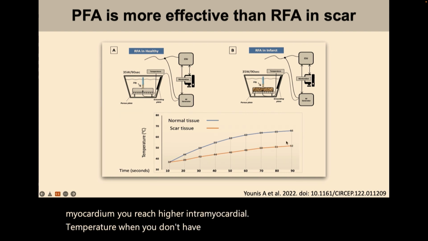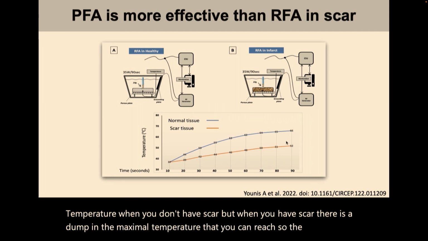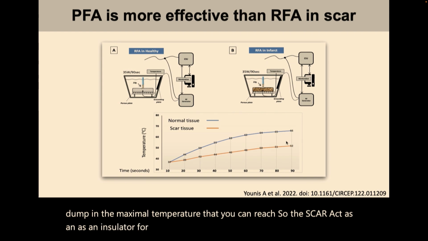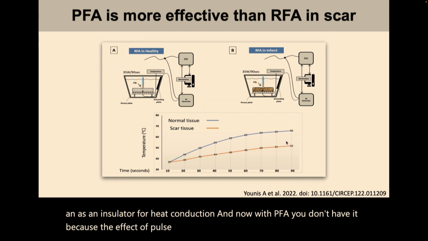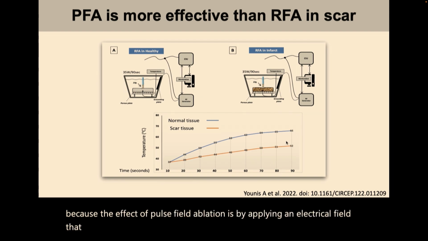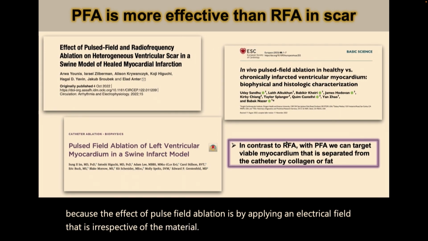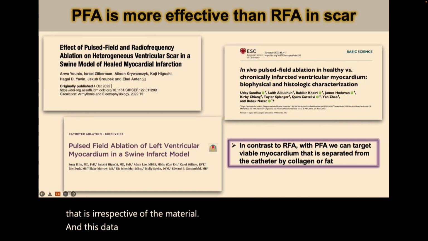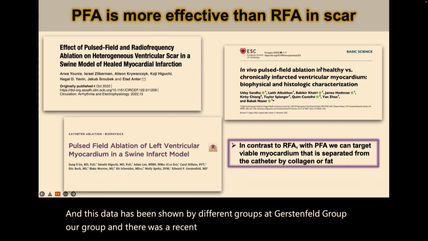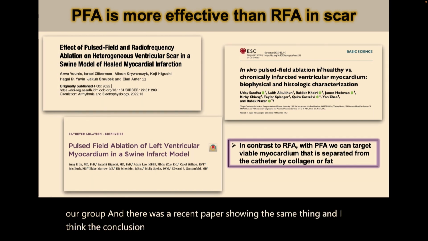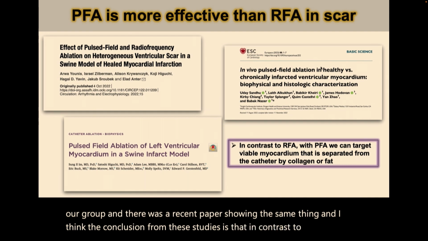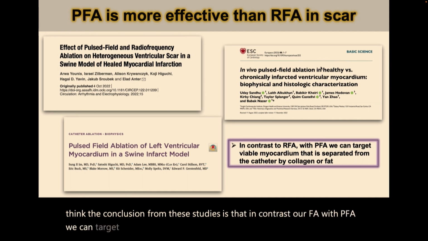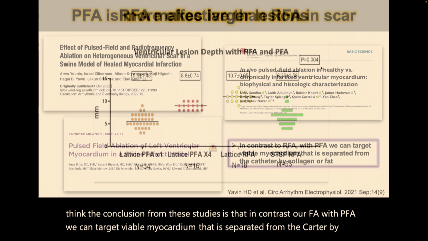But when you have scar, there is a dump in the maximal temperature that you can reach. So the scar acts as an insulator for heat conduction. Now, with PFA, you don't have it, because the effect of pulsed field ablation is by applying an electrical field that is irrespective of the material. This data has been shown by different groups, the Gerstenfeld group, our group, and there was a recent paper showing the same thing. I think the conclusion from these studies is that in contrast to RFA, with PFA we can target viable myocardium that is separated from the catheter by collagen or fat. So this is an advantage.